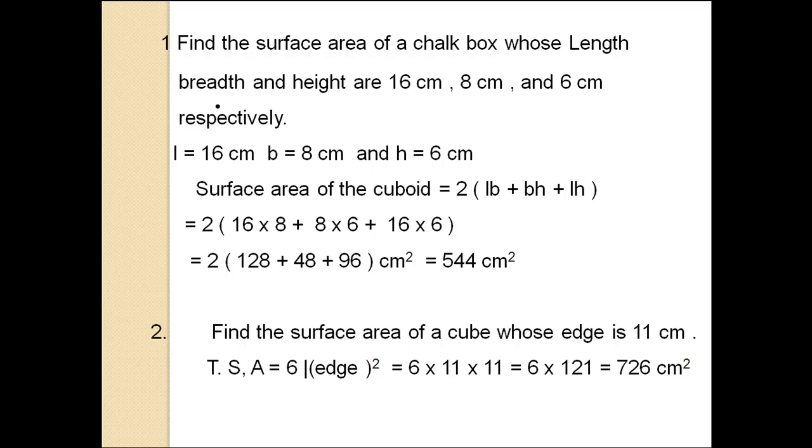Second question. Find the surface area of a cube whose edge is 11 centimeter. Total surface area equals 6 edge square, 6 into 11 into 11. That is 6 into 121, that is 726 centimeter square.